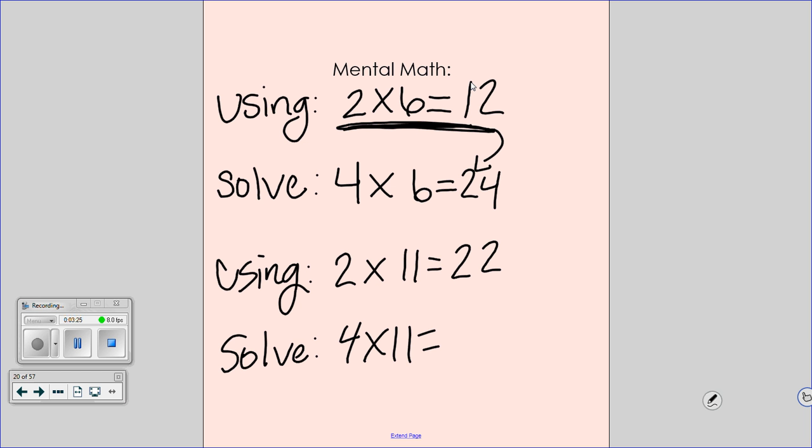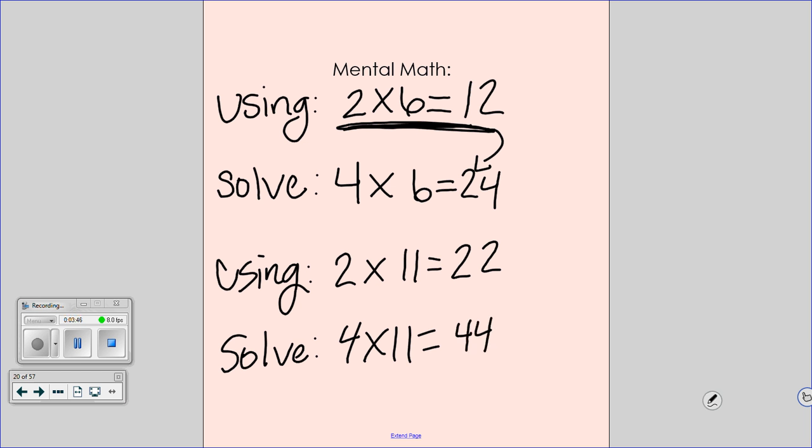I do not want you counting on. I do not want you skip counting. I want you using the math I've already given you. Piper? 42. It's not 42. Close. Sabrina? 30. Nope. Maddie?